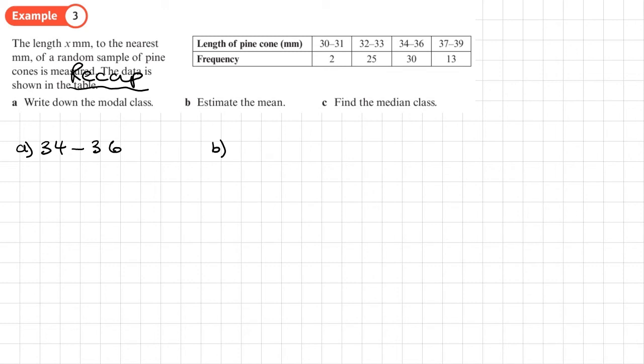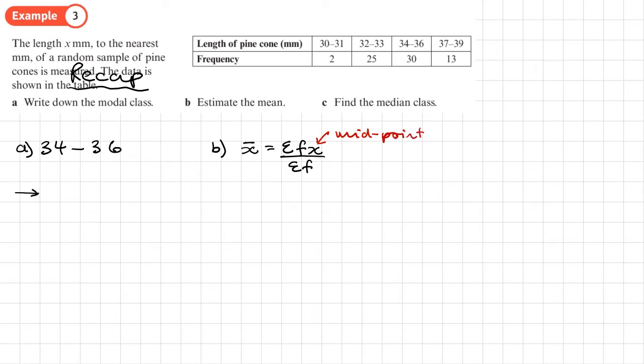Part B, we want to estimate the mean. Now the reason we're estimating the mean is we're having to use the midpoint to calculate the mean. We don't know what all of these values were. We don't know what these 25 values are here. So since we're using the midpoint, our mean is going to be an estimate. So this is the formula we're going to be using, where x is the midpoint of each of our classes there.